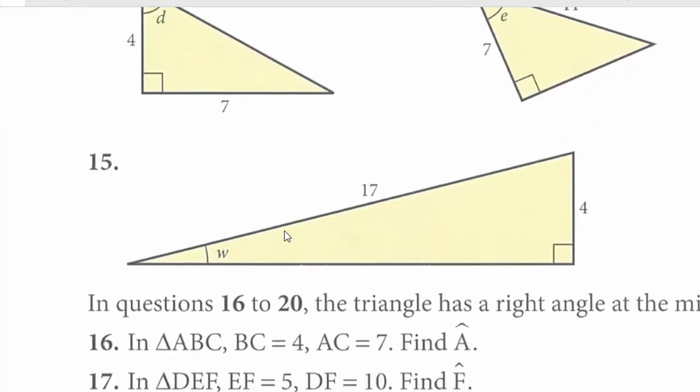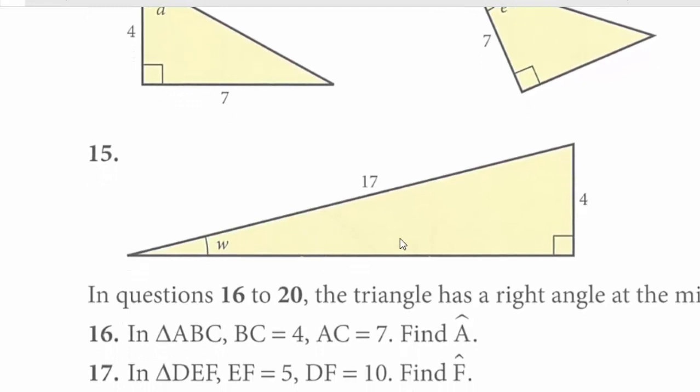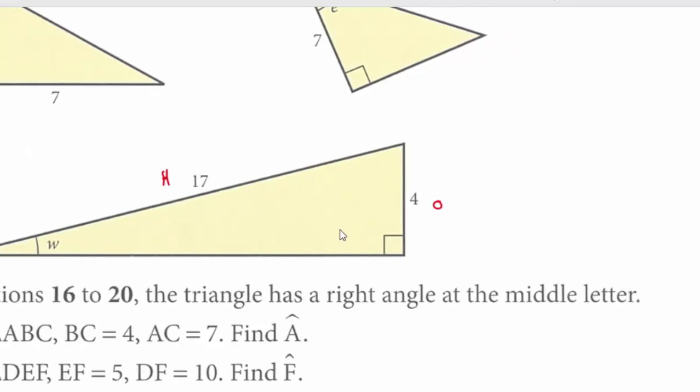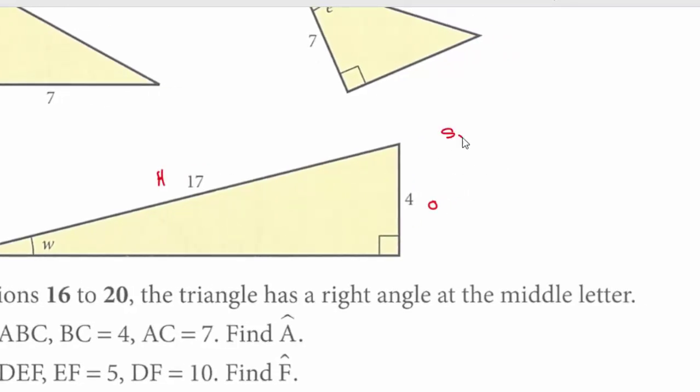Question 15. This side is the opposite of the W, so this is O, it's given, and this 17 is the hypotenuse. Simply we can use sine. Sine of W is equal to 4 over 17. Now using sine inverse, we can work out the size of W.